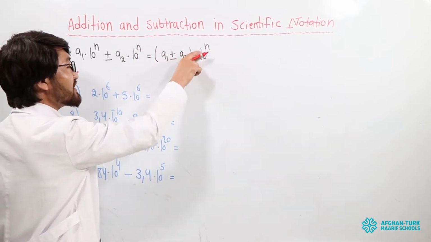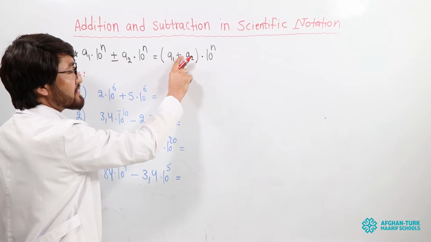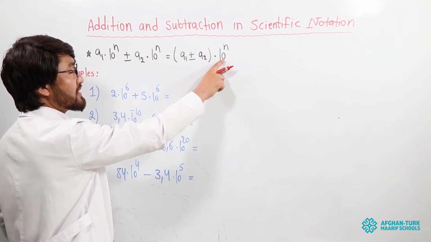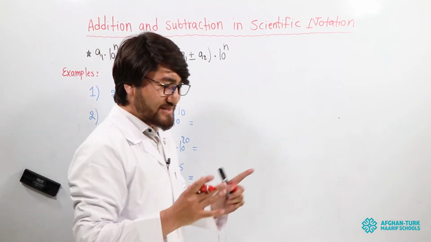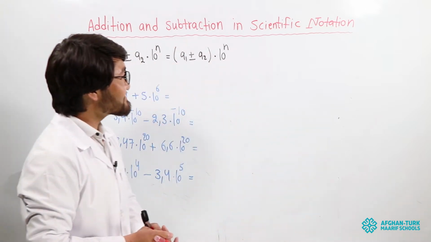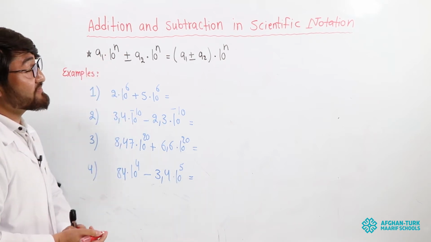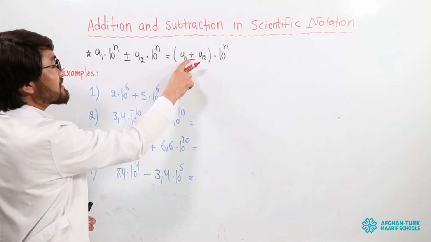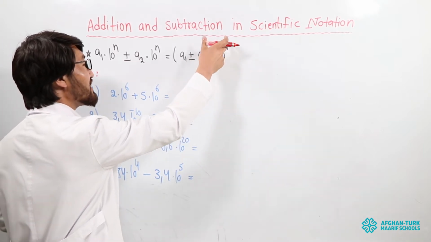First of all, we add or subtract a1 plus or minus a2. We take 10 to the power of n as a common factor. As you learned in mathematics, we follow the exponent laws in addition and subtraction in scientific notation. Like this: (a1 plus or minus a2) times 10 to the power of n.